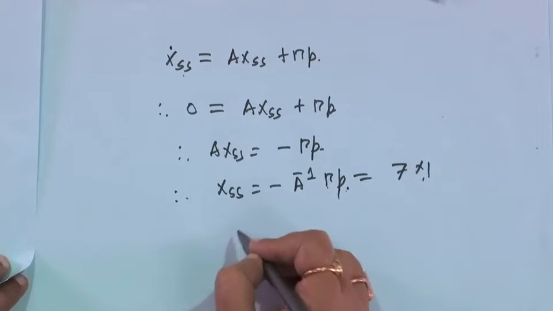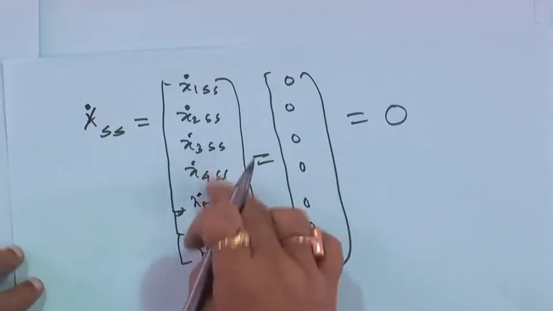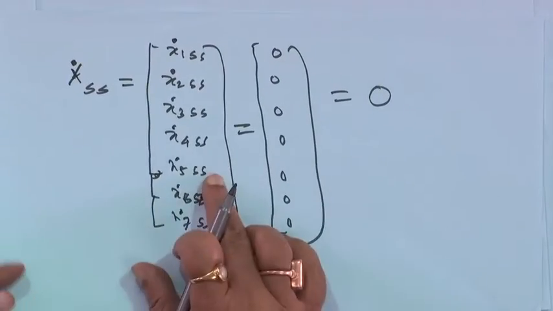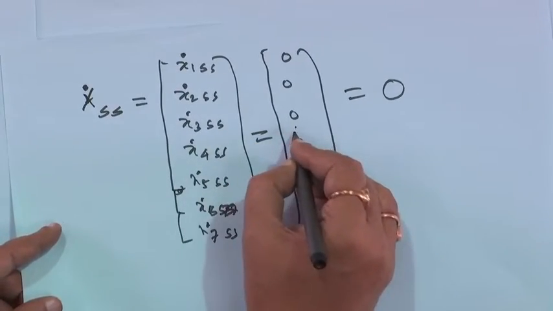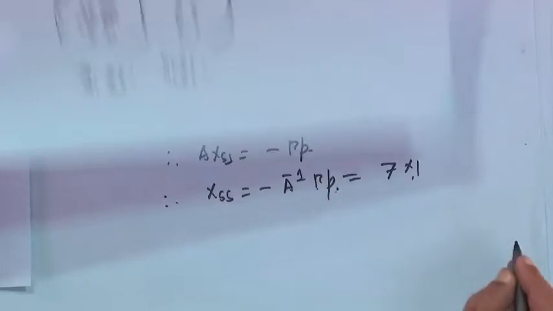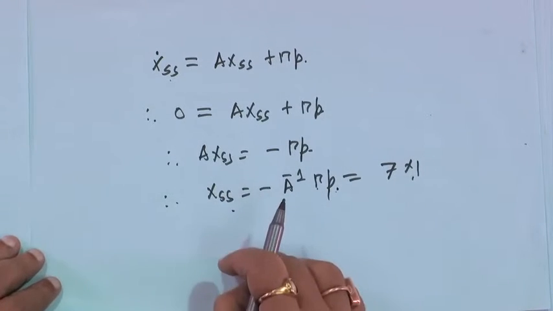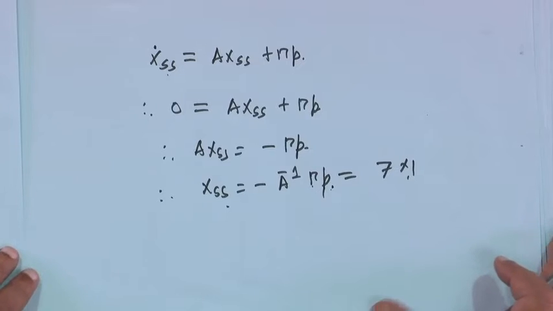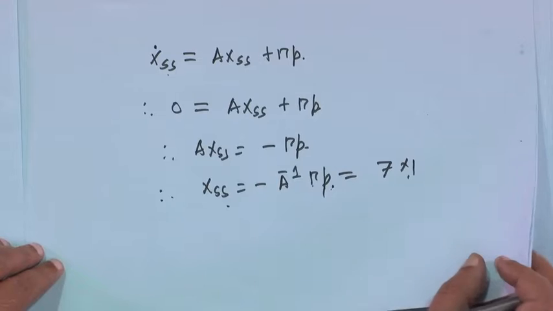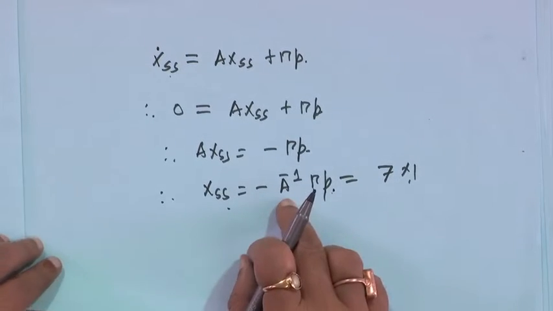I mean all the 7 state variables whatever I have shown, all their steady state values you will get. At steady state, x3 dot and so on are zero, so you get x1 ss, x2 ss, all the steady state values of all the 7 state variables. In MATLAB you can easily verify this if you know MATLAB: take some parameters and just check, you will get all these values.